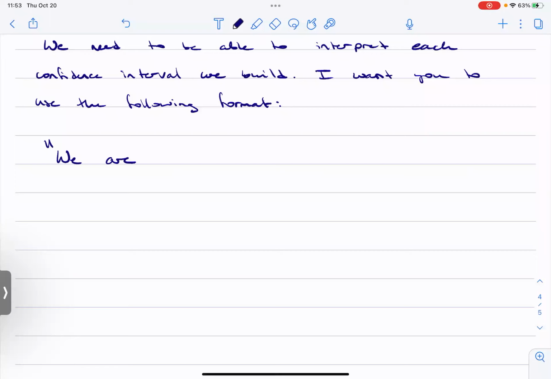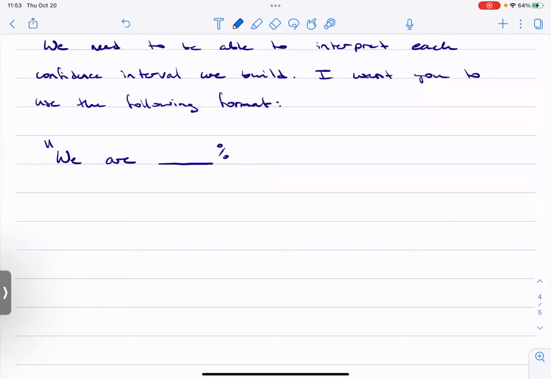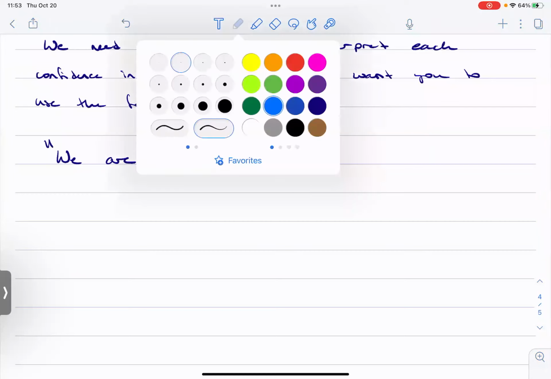So we are, I always say we are 95%, so some percent confident. You could say I am, of course, but for some reason I was trained to use we are. The royal we. So here, some percent confident.